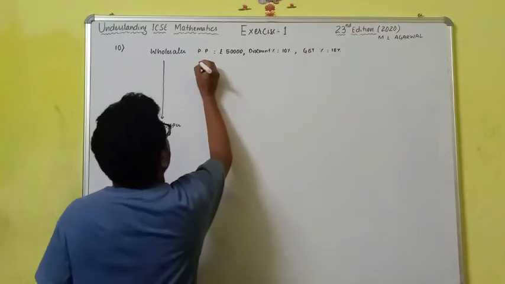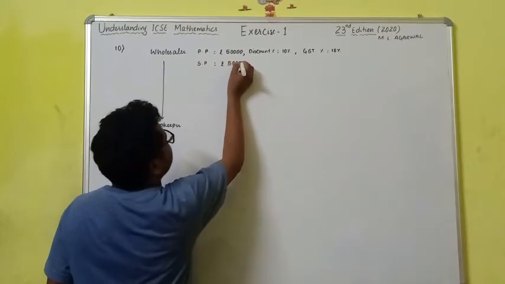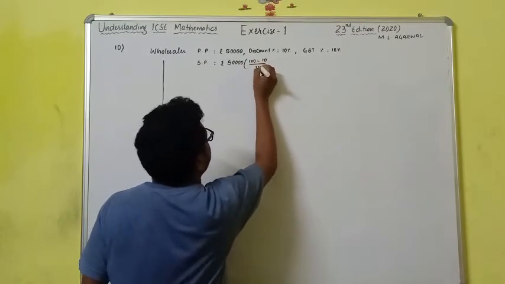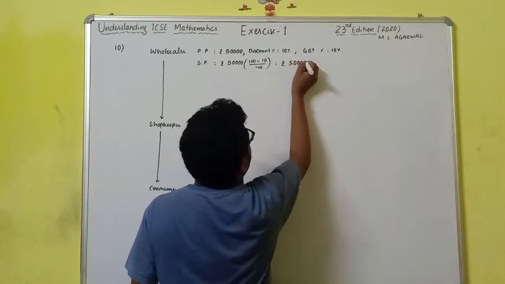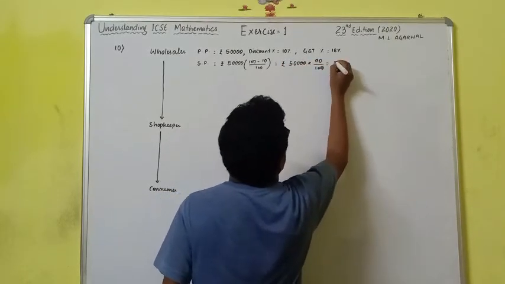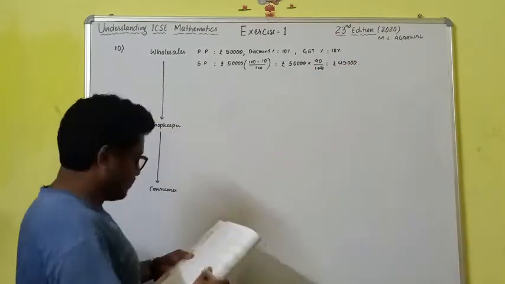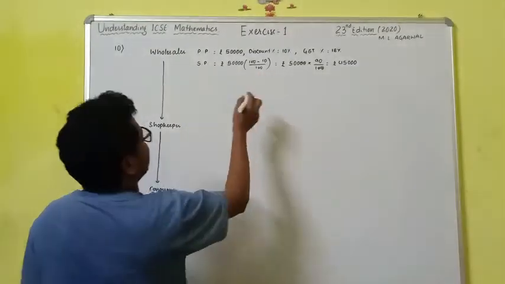So now what will be the SP? SP is equal to 50,000 into (100 minus discount) by 100. Discount is 10%, so 10 by 100. So it will be 50,000 into 90 by 100. Zeros cancel, so it will be 45,000 rupees. So you can find the selling price calculated.